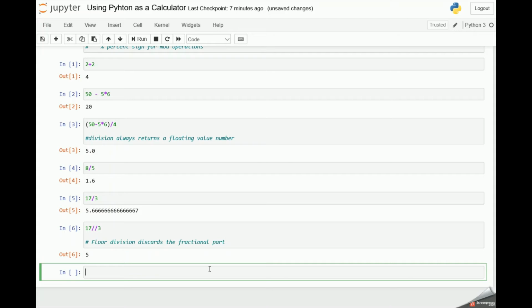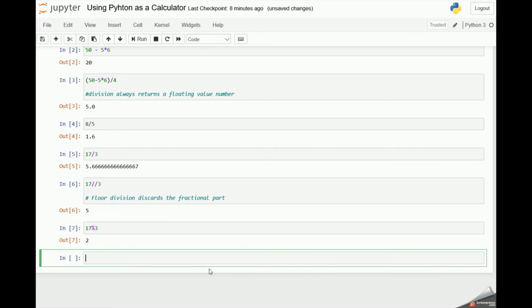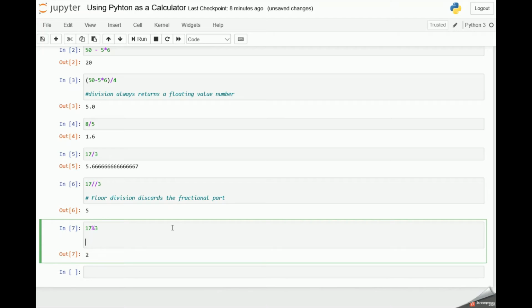And now let's try the mod. So 17 % 3, which will give us the remainder. If you divide 17 by 3, you will have a remainder of 2. So we can put that as a comment right below the division sign right there, I mean the percent sign. So let's put a hashtag to make a comment about it. The percent operator returns the remainder of the division. Okay.